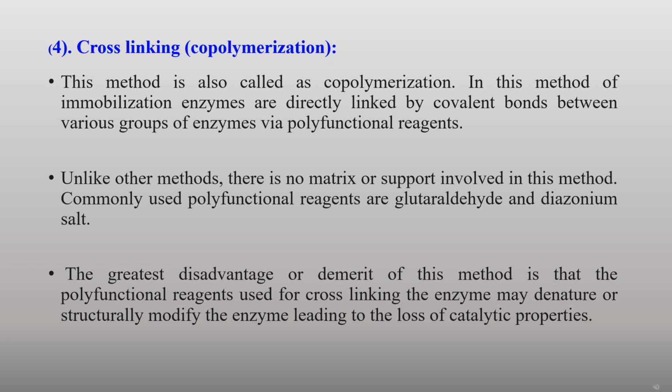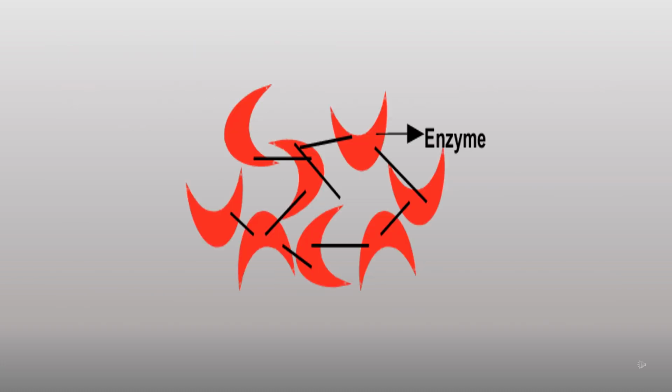The greatest disadvantage or demerit of this method is that the polyfunctional reagents used for cross-linking the enzyme may denature or structurally modify the enzyme, leading to the loss of catalytic properties. This is the image of copolymerization.